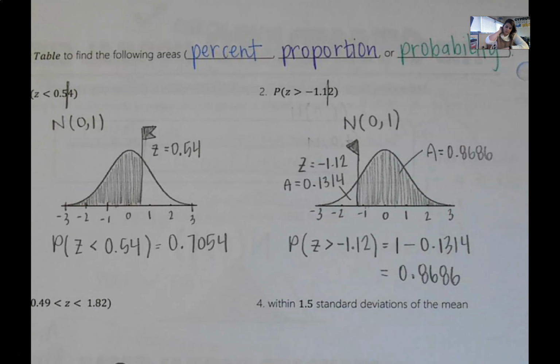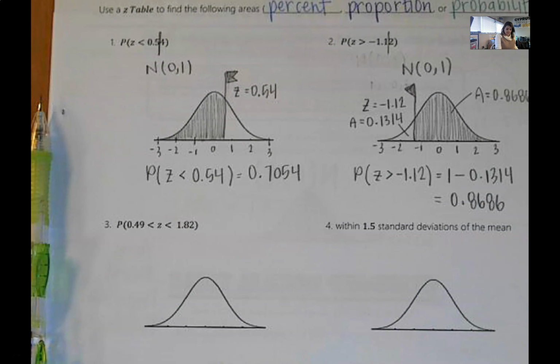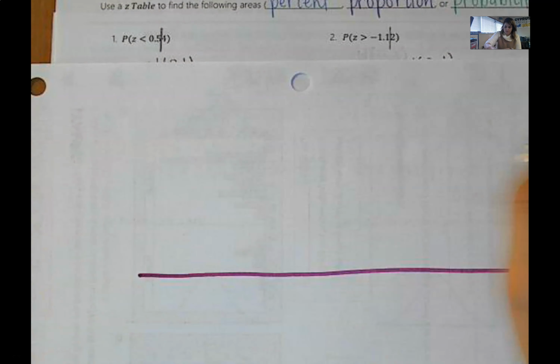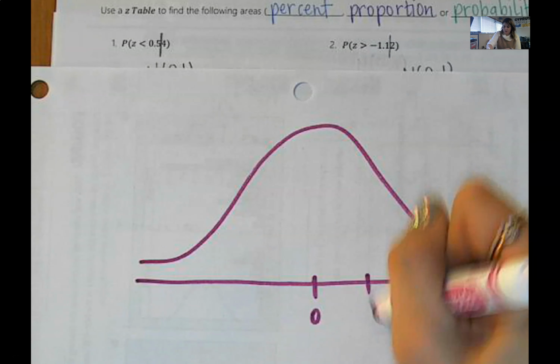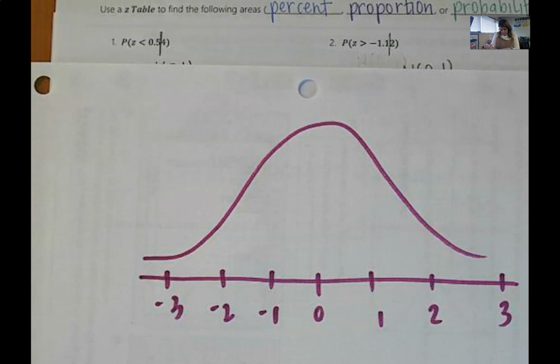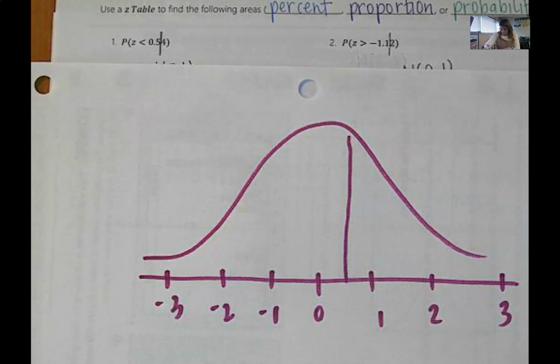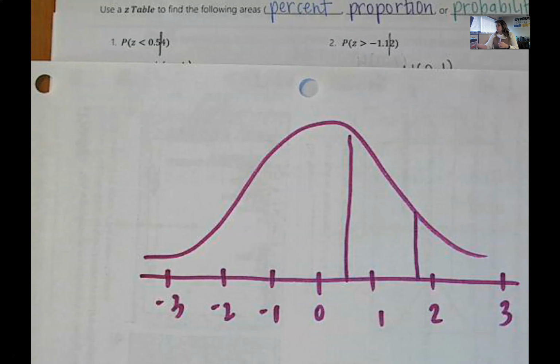Okay, next up, they want us to find the area that is between 0.49 and 1.82. So I'm going to draw this on a separate piece of paper first. So we have our standard normal curve, 0, 1, 2, 3. And they are asking us to find the area between a z of 0.49 and a z of 1.82. So they are asking us to find this area.